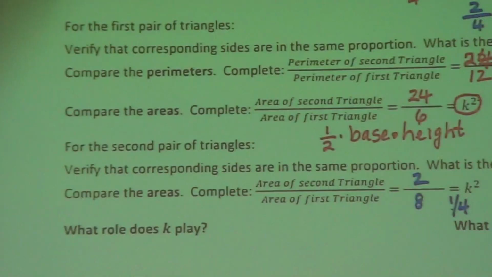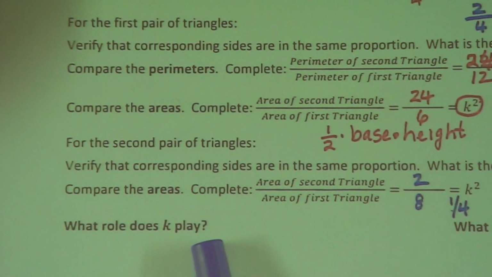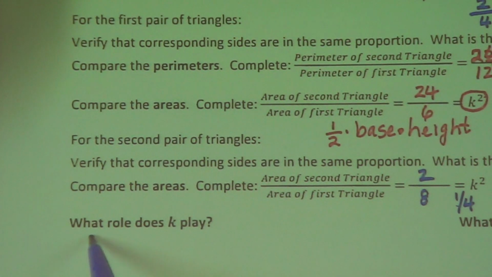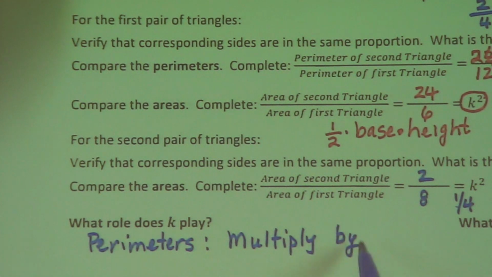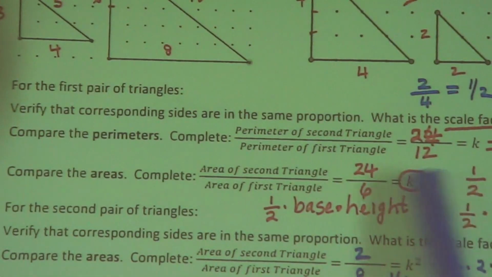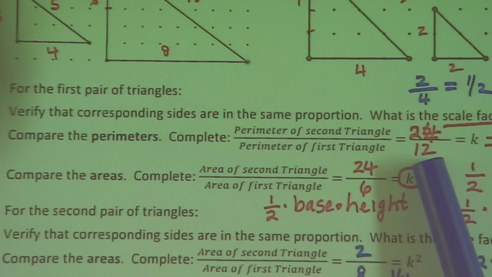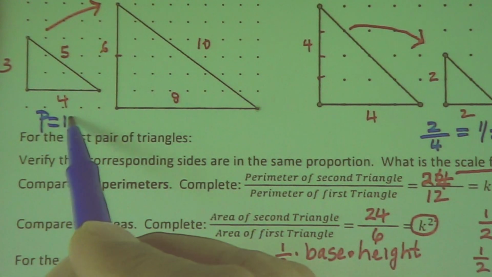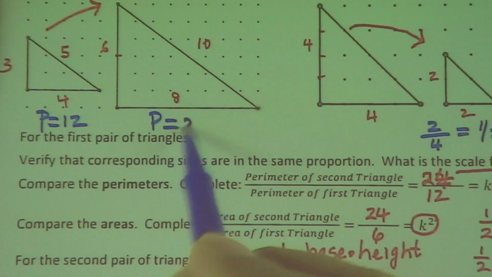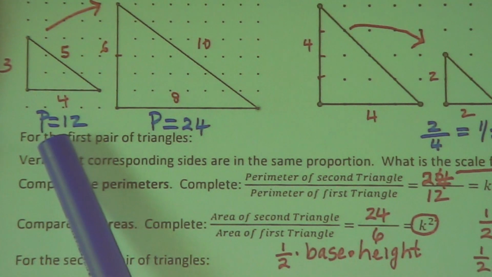So let's answer this question. What role does K play? So when we compare perimeters, the rule is to multiply by K. So for example, if this perimeter is 12, and this one is 24, you multiply 2 times 12.